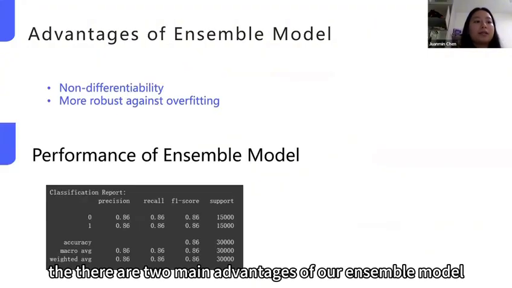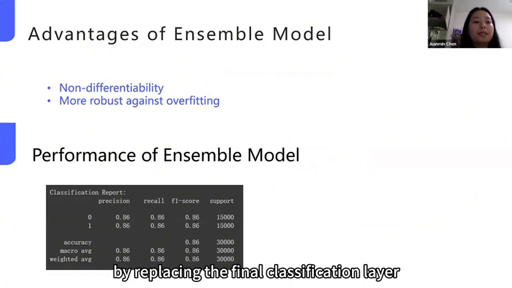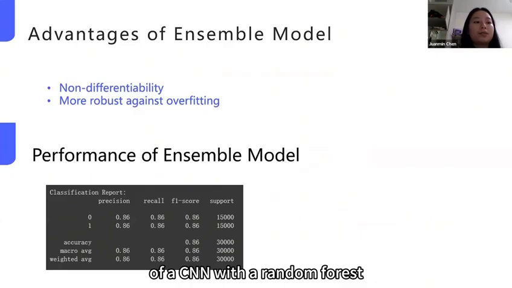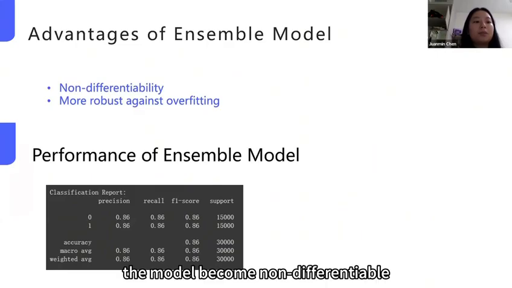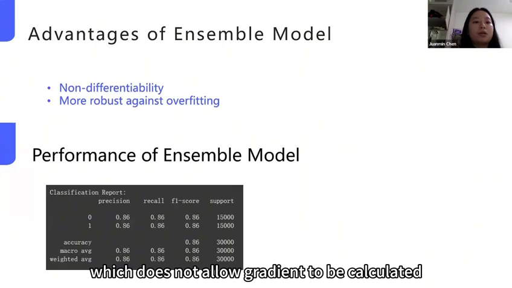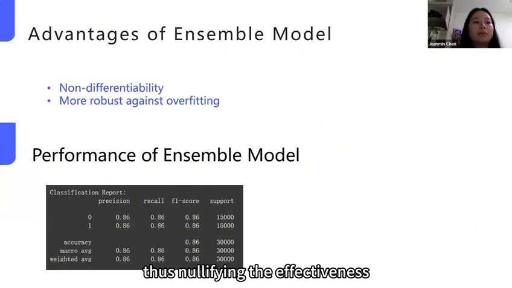There are two main advantages of our ensemble model. By replacing the final classification layer of a CNN with a random forest, the model becomes non-differentiable, which does not allow gradients to be calculated, and thus nullifies the effectiveness of gradient-based attack methods.